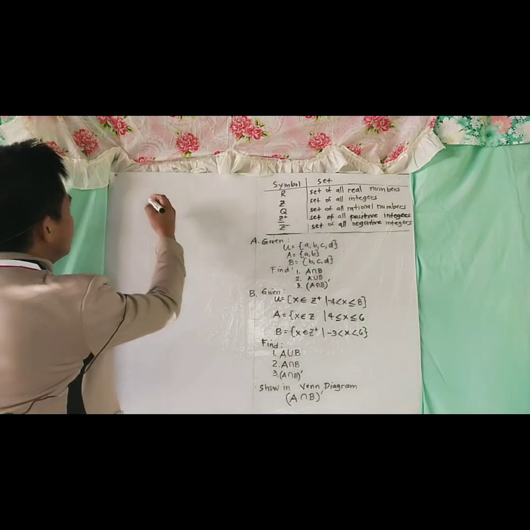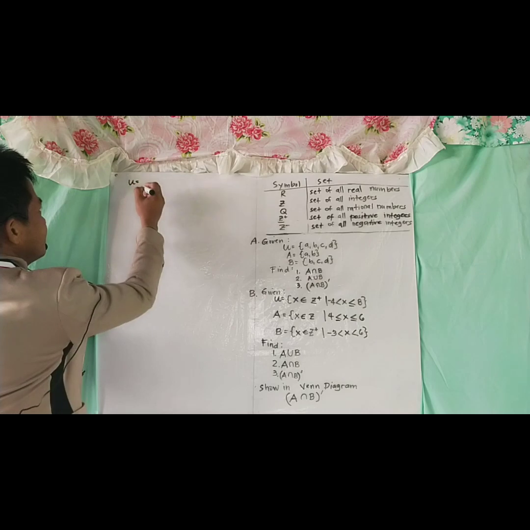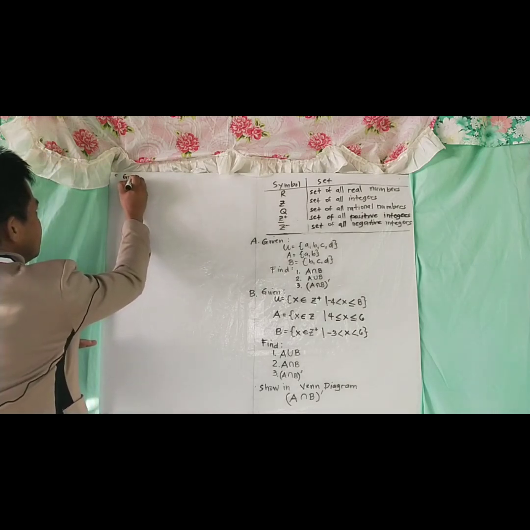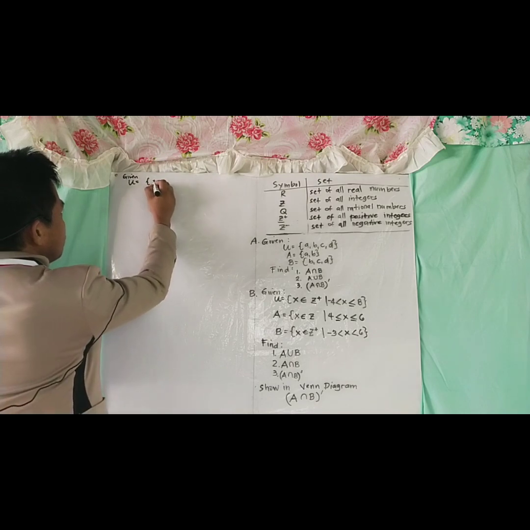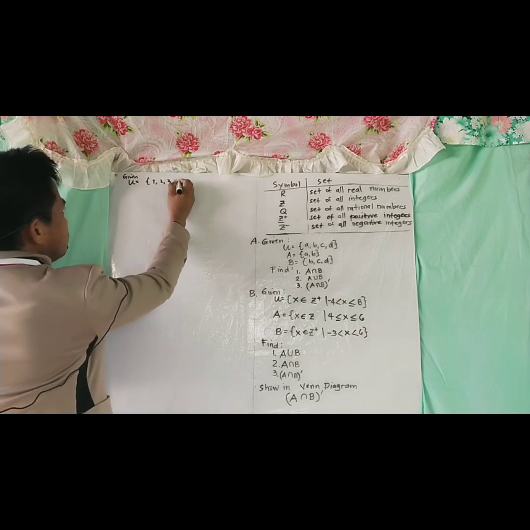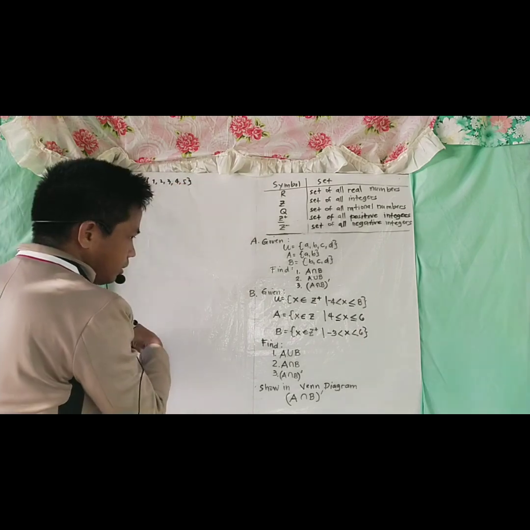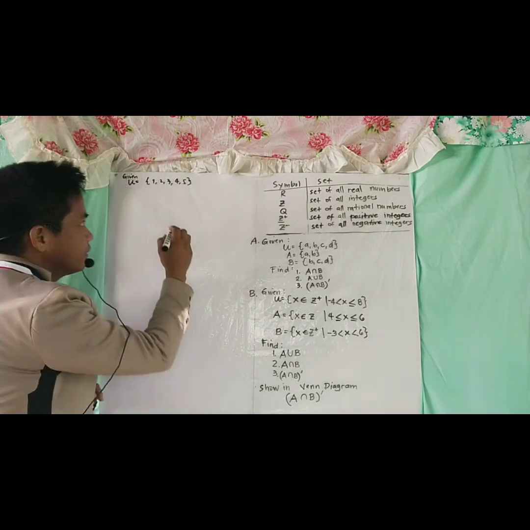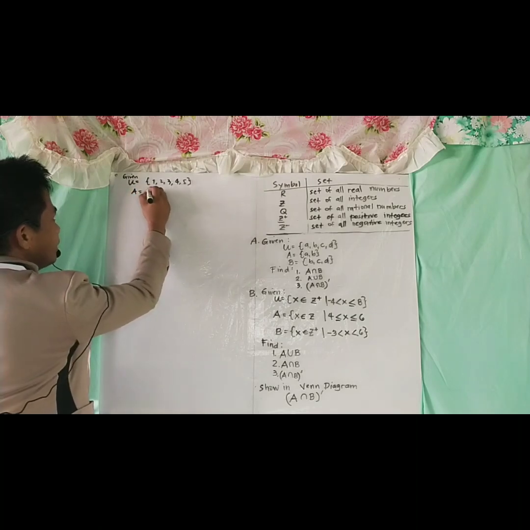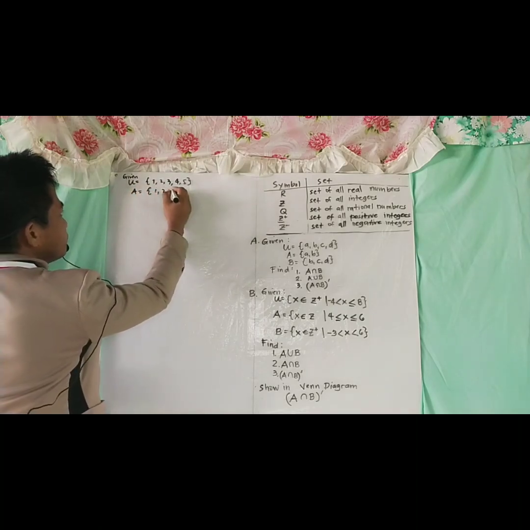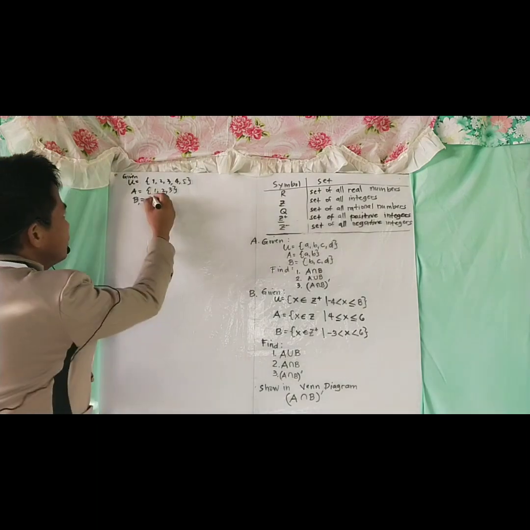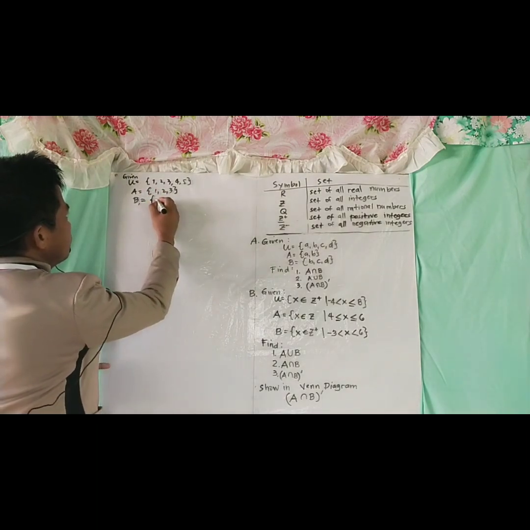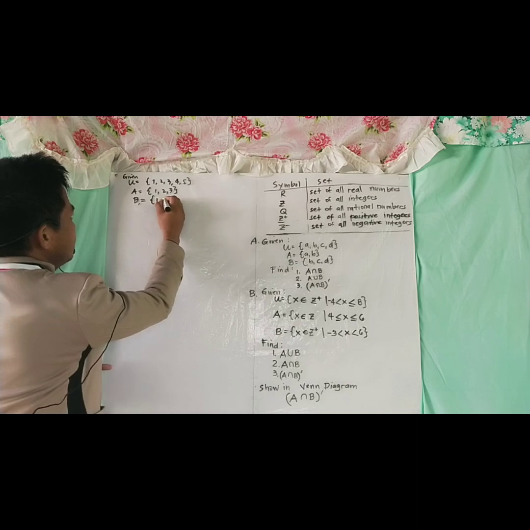Say for example, we have U, the universal set: 1, 2, 3, 4, 5. And for set A, the given elements are, let's say, 1, 2, and then 3. For set B, let's have the elements, for example, 1 and then 4.